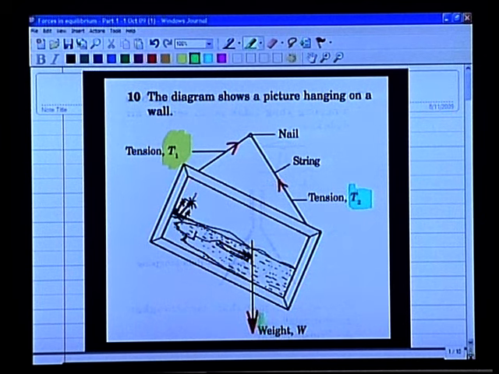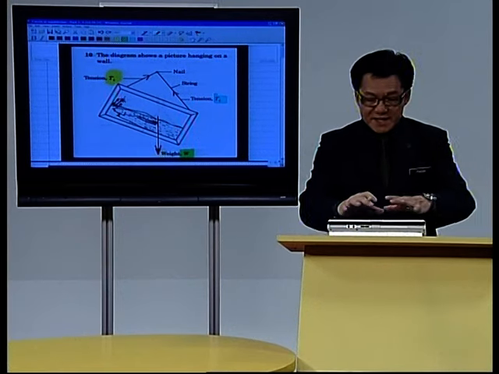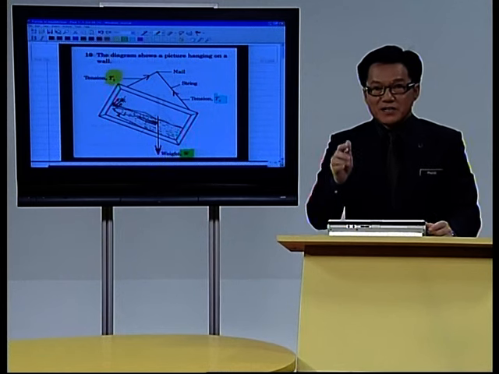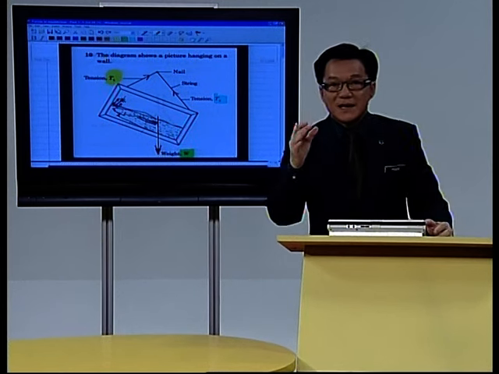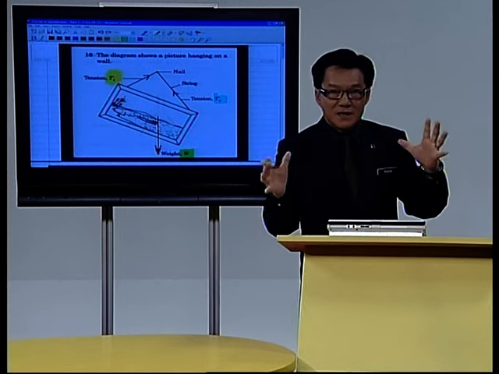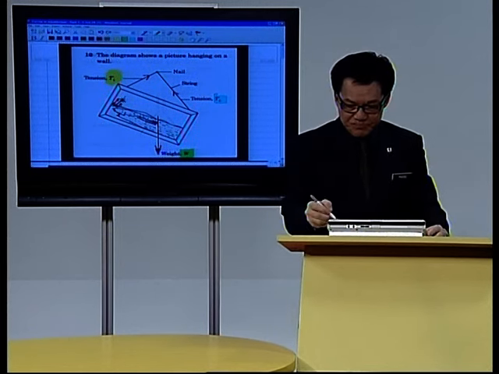So we have T1, we have T2, we have W. Now this is very important to know where the forces are acting. Because once you get it right, your understanding will be correct. If you get it wrong, then your concept will be wrong.